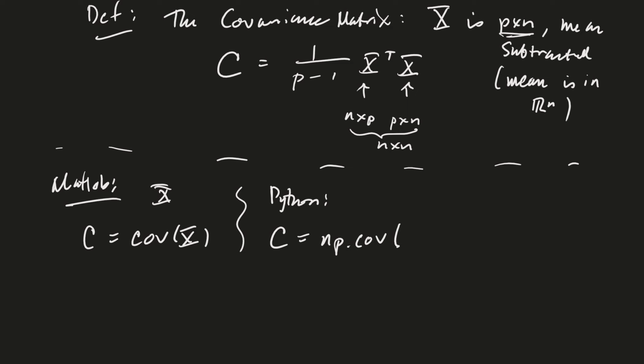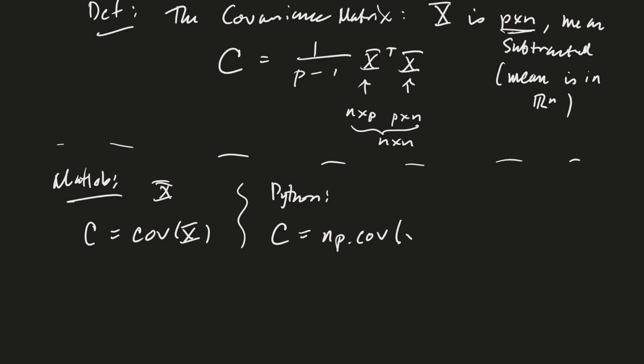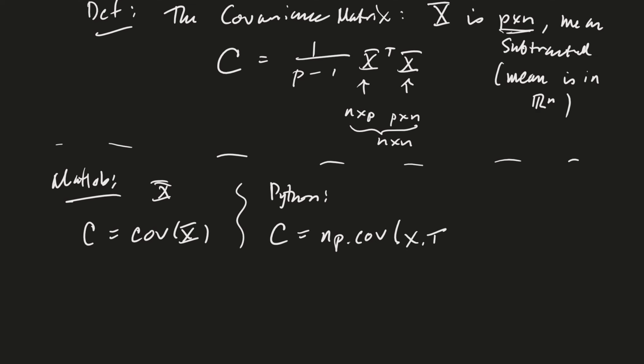It's interesting, Python has this kind of reversed. I'm going to have to take X.T, the transpose, to get it right. And then I'm also going to have to say bias equals False. Bias is the term that you're dividing by here, and this flag is saying whether you want to divide by P or P minus 1. So taking bias equals False, I'm pretty sure that means that you're dividing by P minus 1. You'll have to double check.